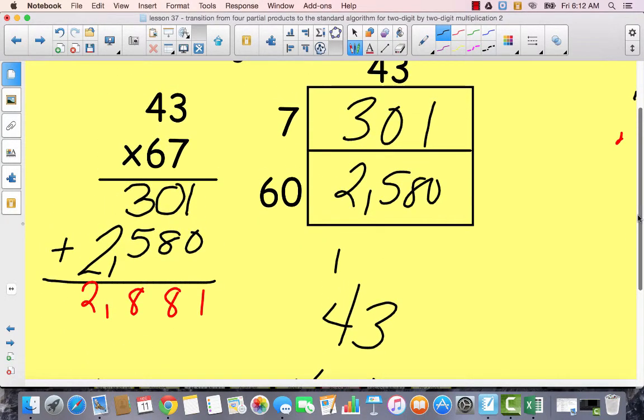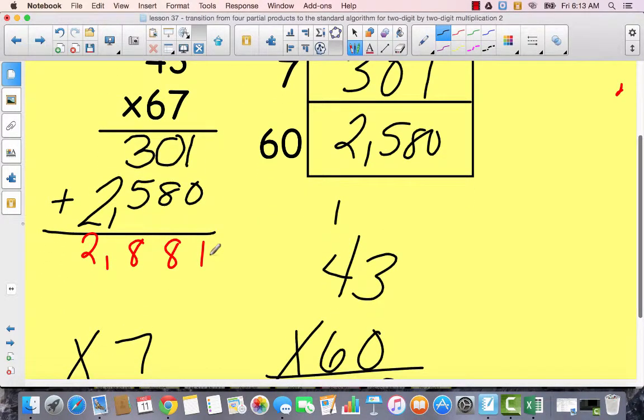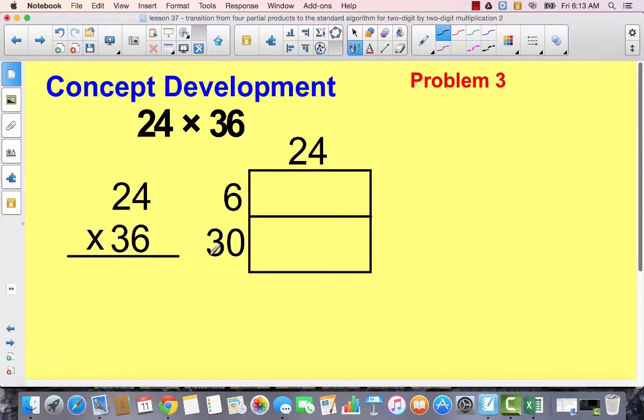Now there is a shortcut where you don't have to do two separate problems, which we'll be learning in lesson 38, but for this lesson we're going to stick with doing it longhand until you understand how to do it. All right, so let's try one more. This time we're going to do 24 times 36. Using standard algorithm, it's the same thing as 24 times 6 plus 24 times 30.